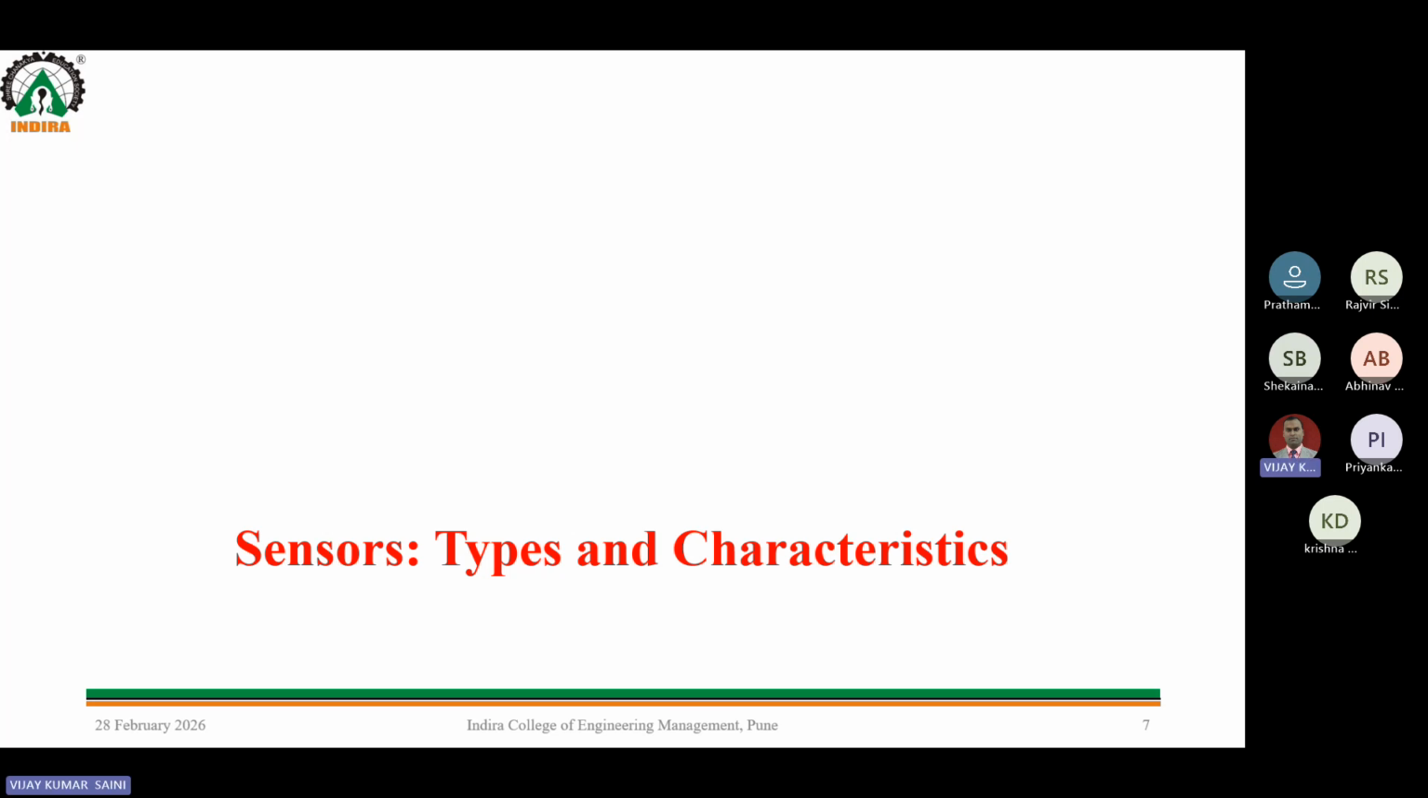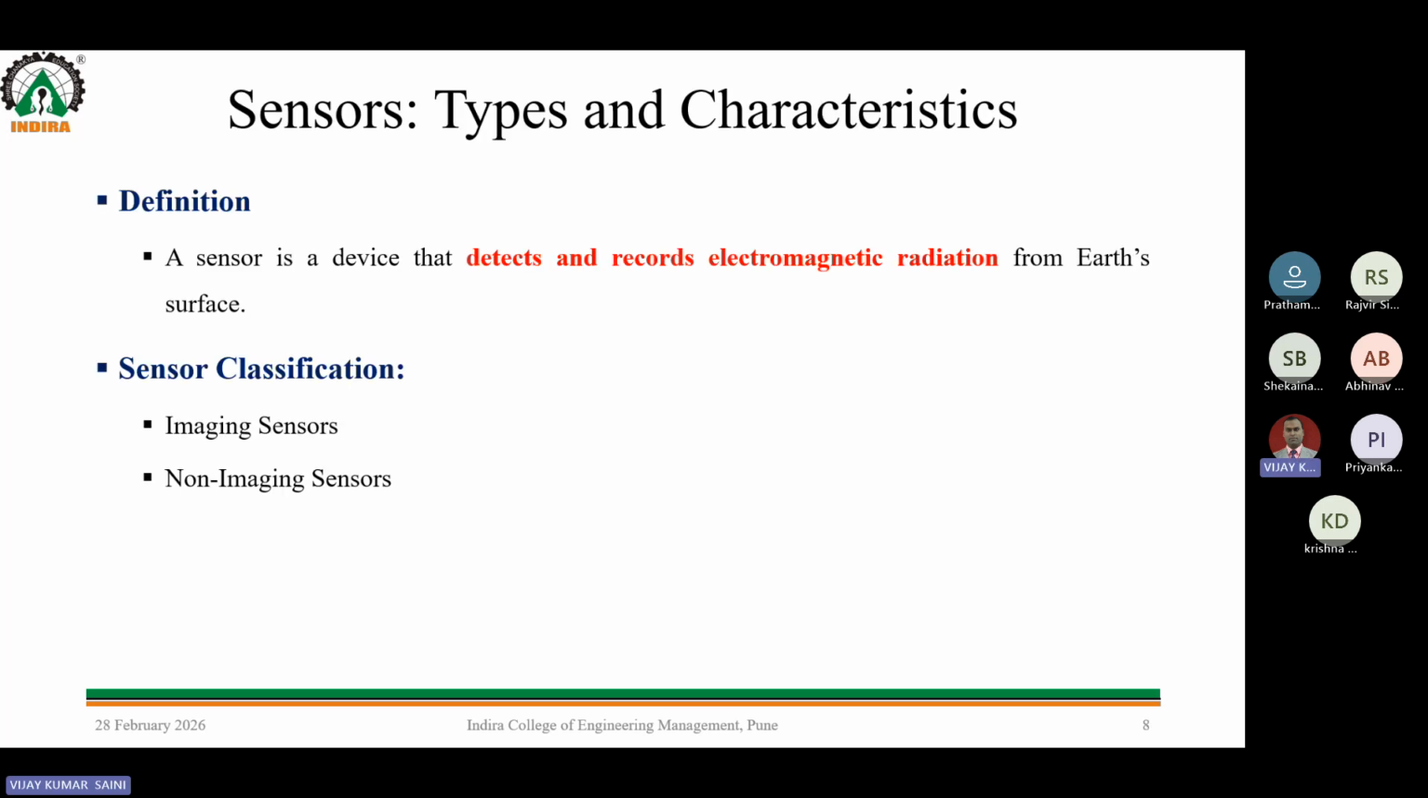we have the sensors, their types and characteristics. So when we talk about the sensors, what exactly they do is they basically detect and record the EMR. Talking about the EMR, that is the electromagnetic radiation. This thing we have already studied in unit number 1. Fine. So whenever these radiations are sent, the sensors' task is basically to capture these radiations from the Earth's surface.